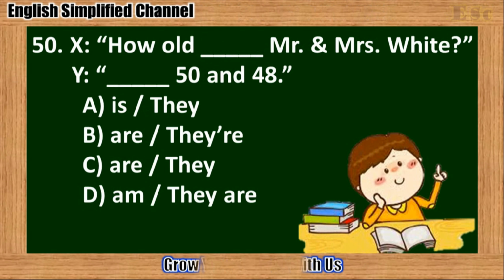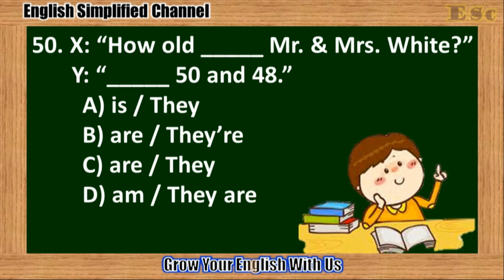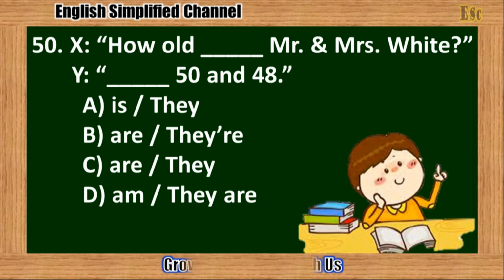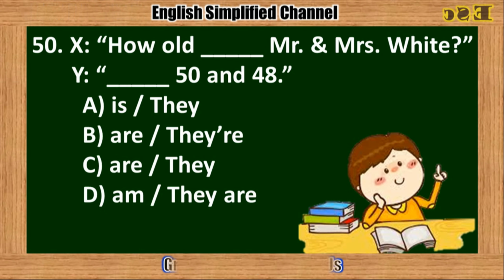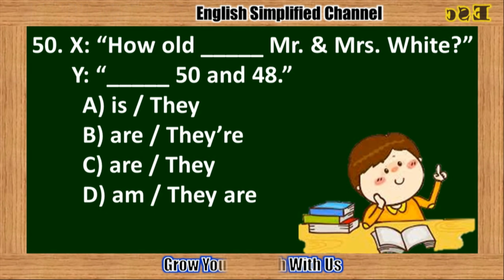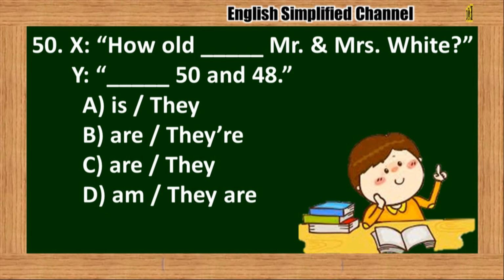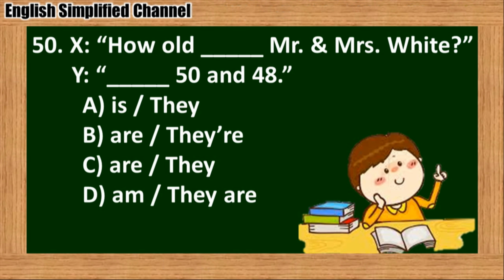(50) How old, blank, Mr. and Mrs. White? Blank, 50 and 48. A. Is, they. B. Are, there. C. Are, they. D. Am, they are.